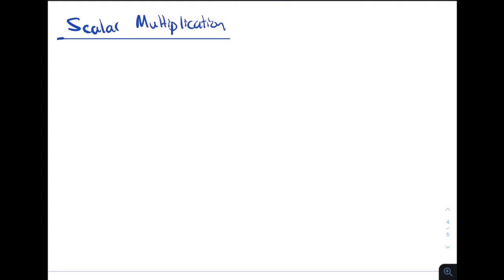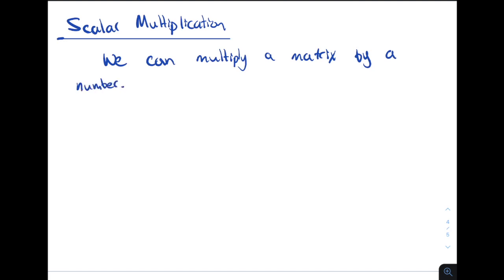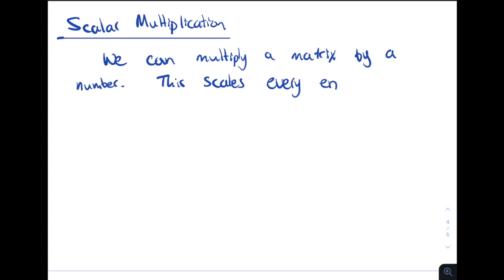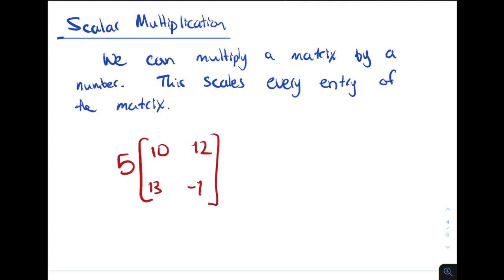Scalar multiplication. We can multiply a matrix by a number. This scales every entry of the matrix. Our example of this will be, if our matrix was 10, 12, 13, negative 1, and we multiplied it by 5, you'd multiply every entry by 5.